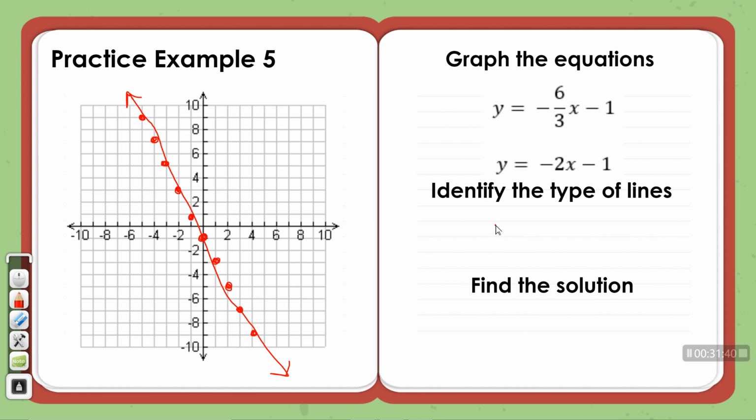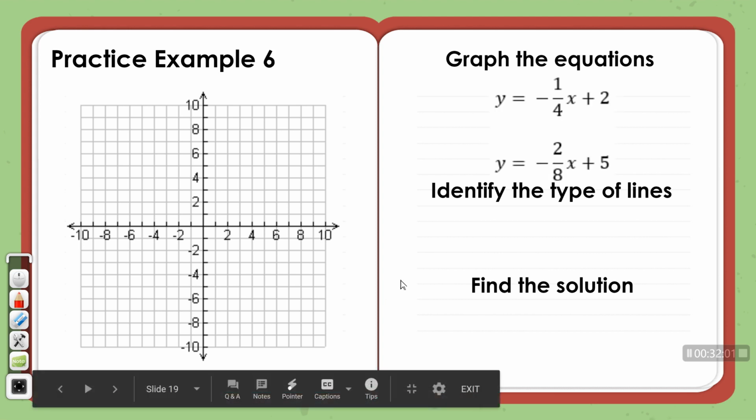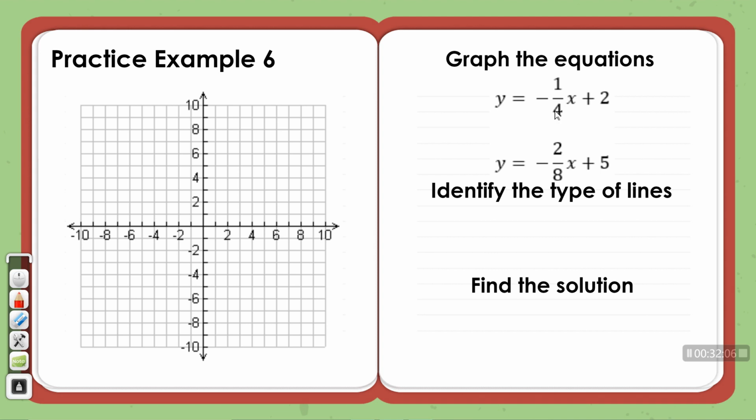All right, identify the type of lines. We said they're going to be coinciding. They are the same. Same slope, same starting place, same y-intercept. What's the solution? Infinitely many solutions. And I'm just abbreviating for you. All right, now the next one, number 6, last one.